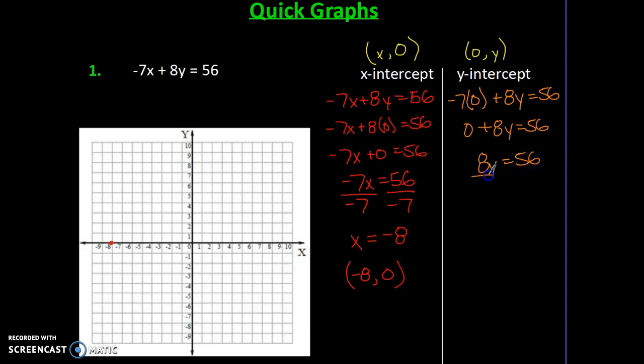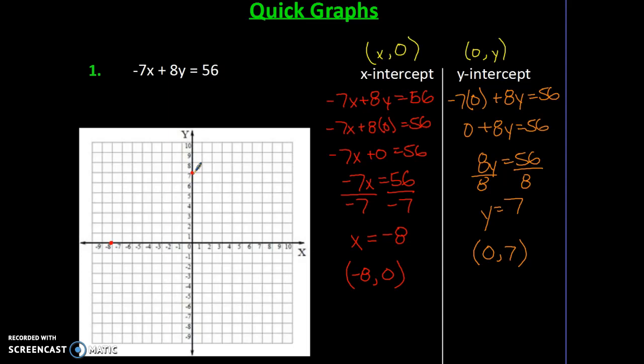And now I solve for y. I divide on both sides by 8. And I get y to be 7, a positive 7. And then again, I need to write this in the coordinate form. So when x is 0, I know that y is 7. So now I can go back to my graph again and plot this point. So I know the y-intercept needs to cross the y-axis. So when x is 0 and y is a positive 7, we will plot it right there.